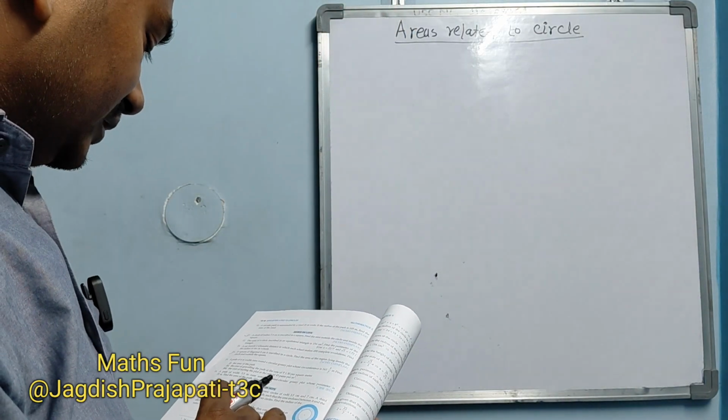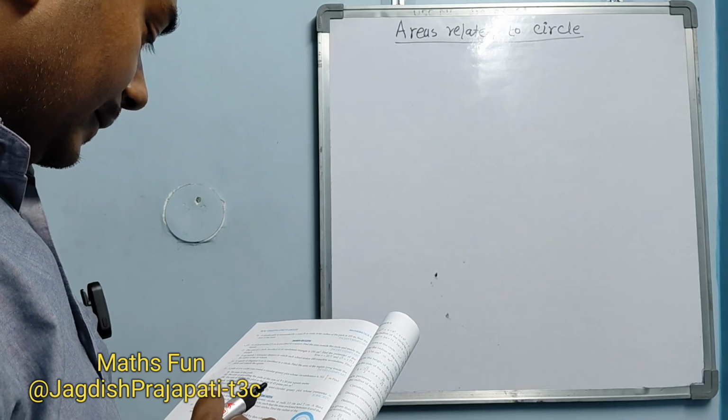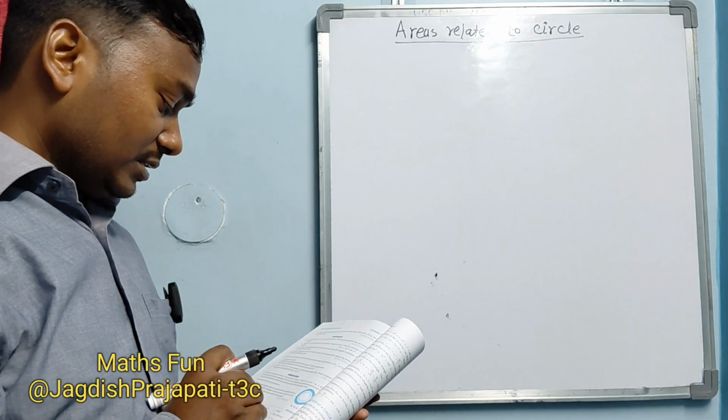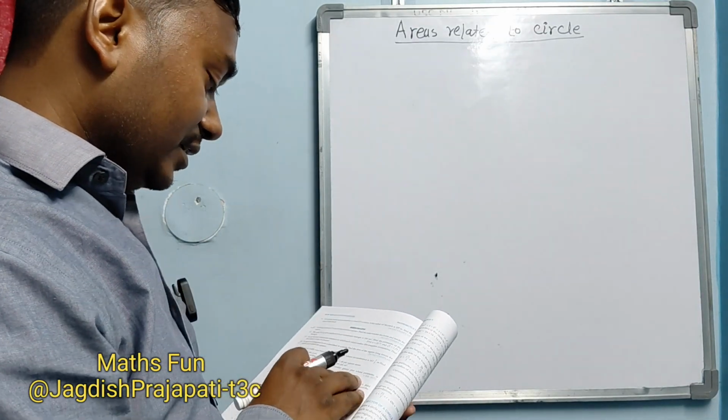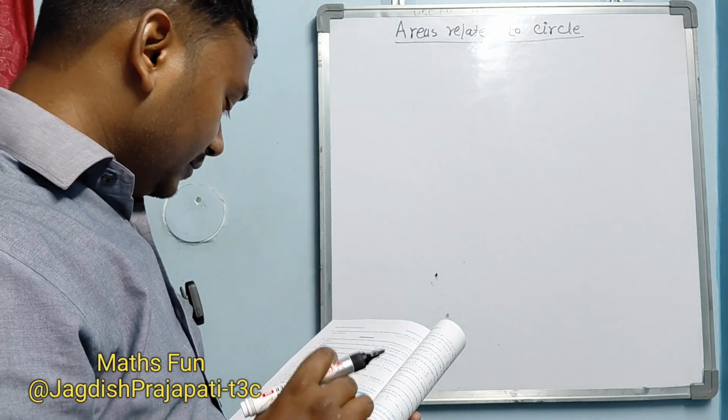A path of width 3.5 meter runs around a semicircular grassy plot. So this is again a grassy plot kind of question. This is similar to the previous one, 15. So I am leaving it for you.